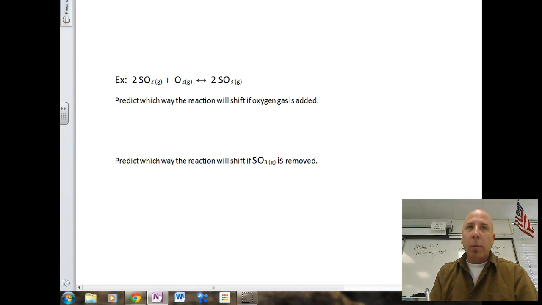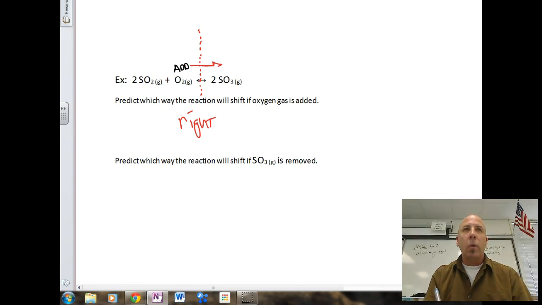Okay, here we go. So we're going to predict which way the reaction is going to shift if oxygen gas is added. So we're adding oxygen gas in our first example. Our dividing line is our double arrow. And so if you're adding something on the left side, this will shift to the opposite direction. So our shift is towards the right. And hopefully you predicted that as well. Okay.